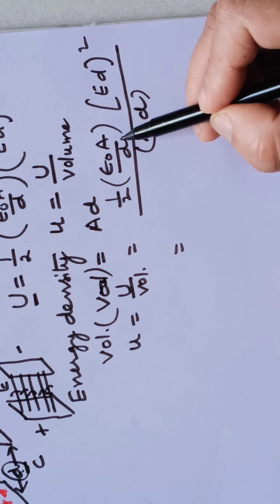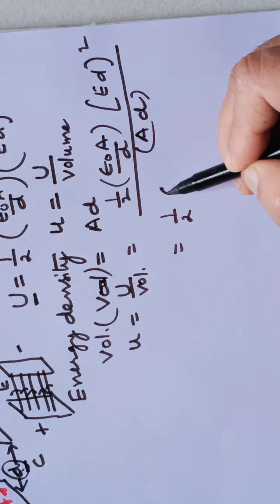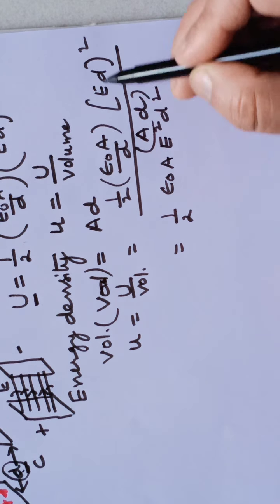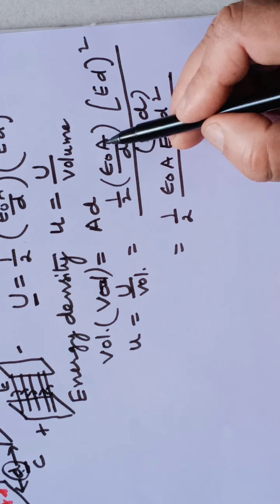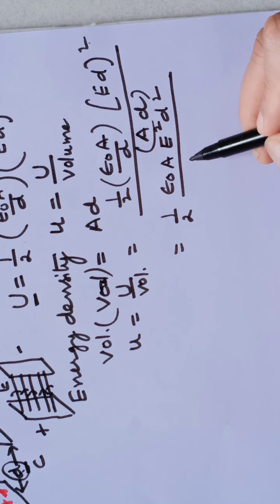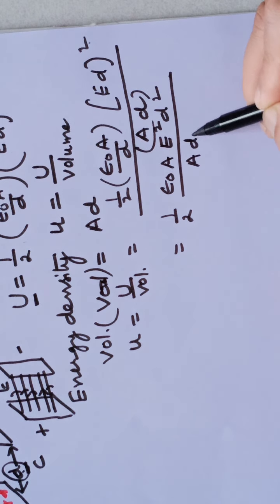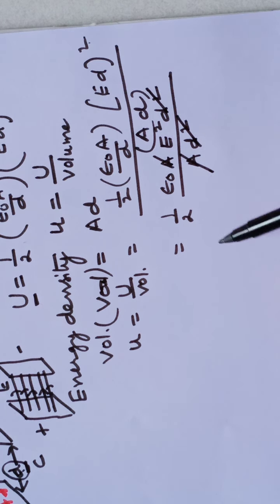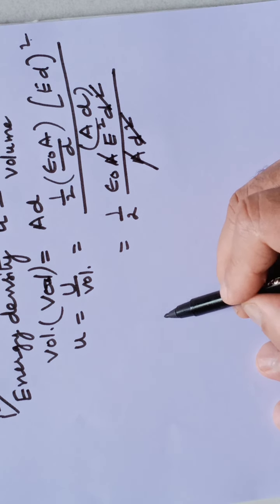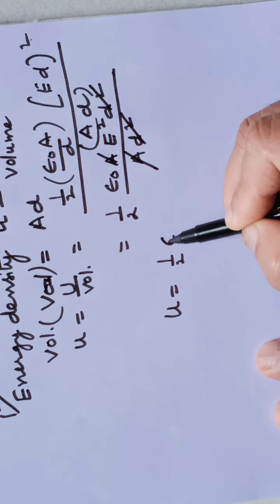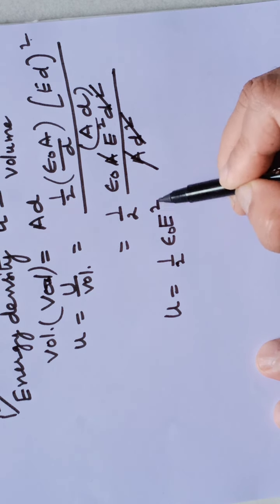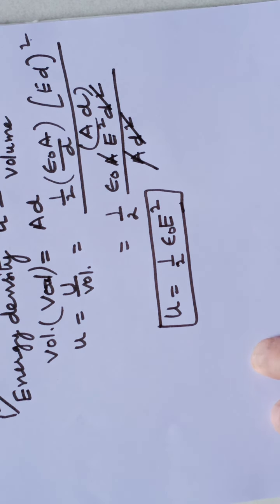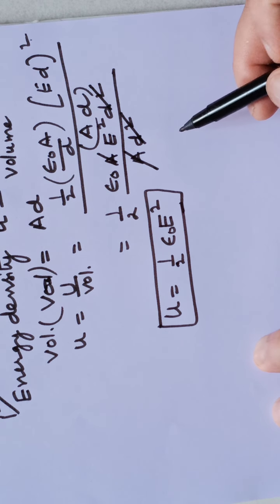So this will go to the denominator. So we have half epsilon naught A E square d square in the numerator, and A d square in the denominator. So A will cancel out, d square will cancel out, and we are left with small u is equal to half epsilon naught into E square. So this is the energy density, and this is very important and is asked in board examinations.